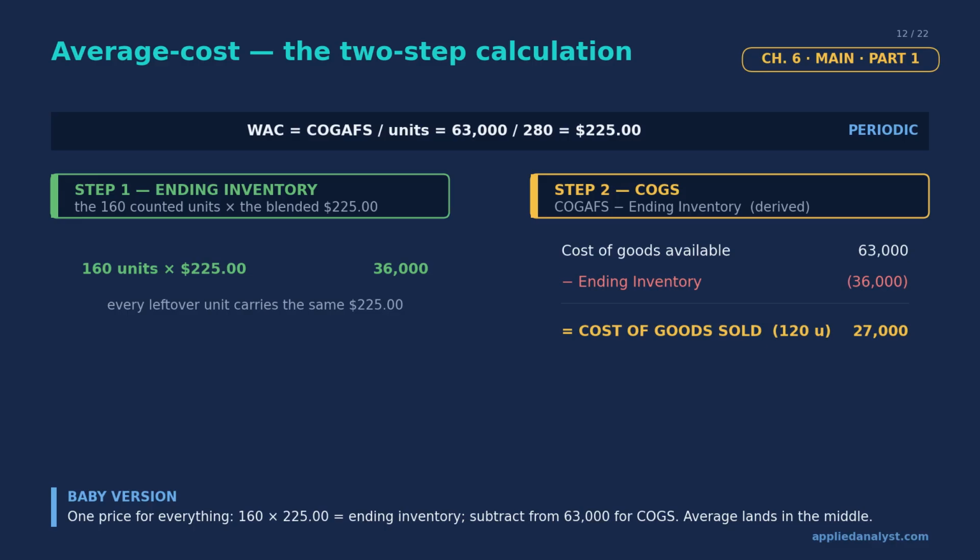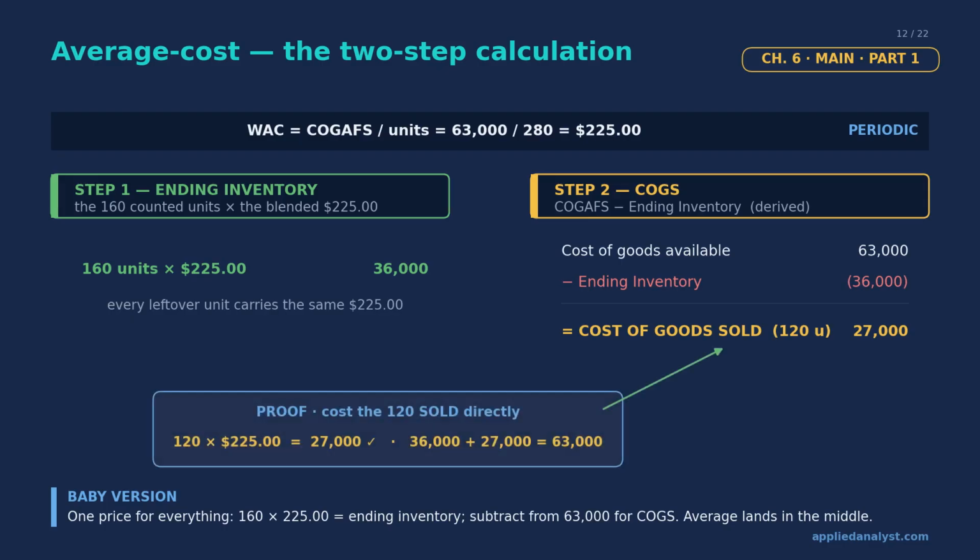No jumps here. Read it off the board, 27,000. And it proves out. 120 sold times the same average is also 27,000. Different method, same result, and the two pieces tie right back to 63,000.